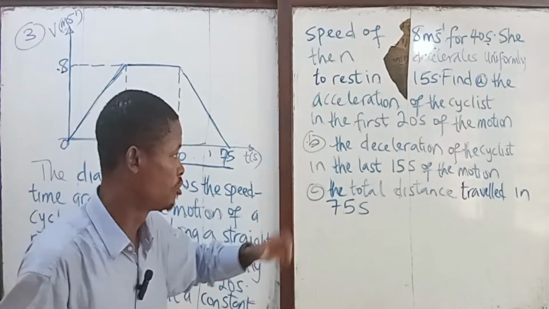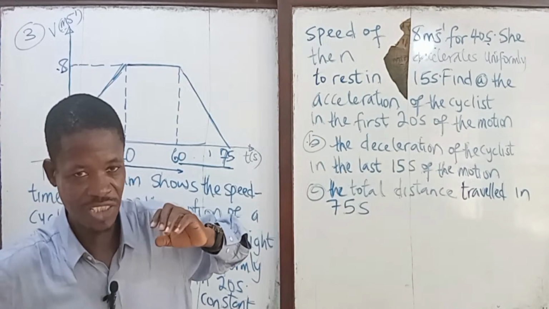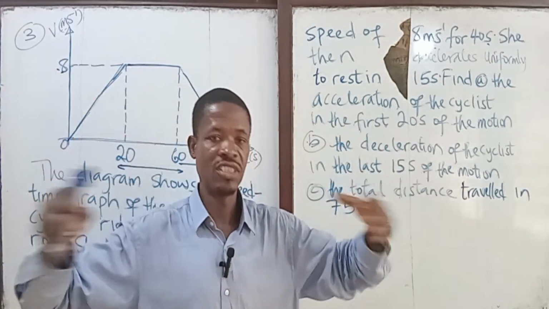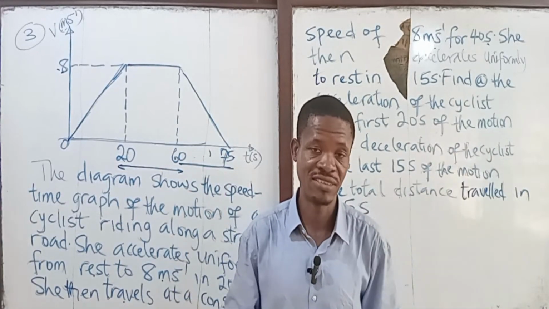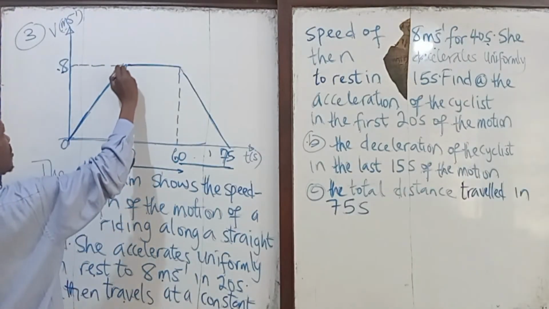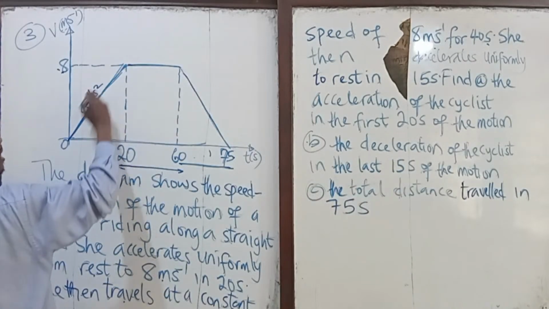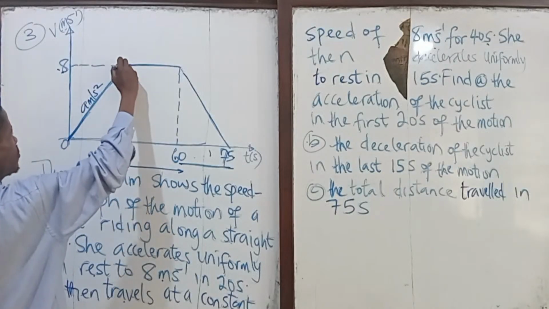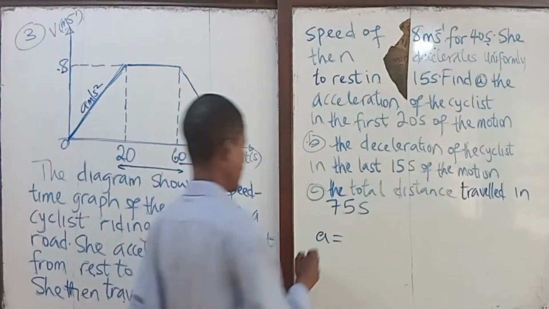What you just need to know is where can I get my acceleration, where can I get my deceleration, and how can I get the total distance. Acceleration, this is the region of acceleration. When you start from rest, this is acceleration. This is where you can get your acceleration. This triangle will give you the acceleration.